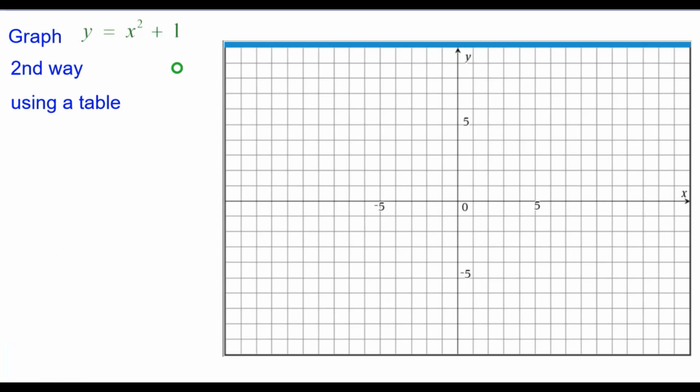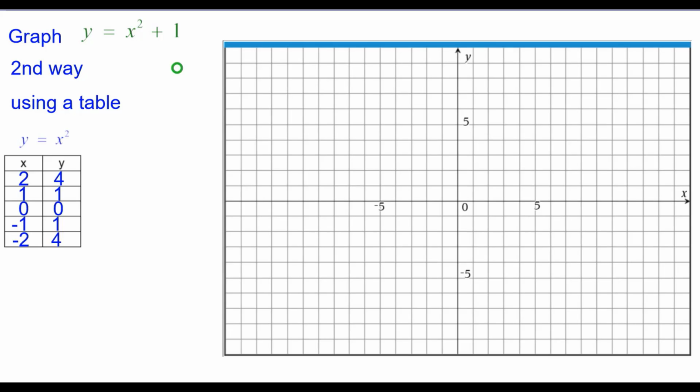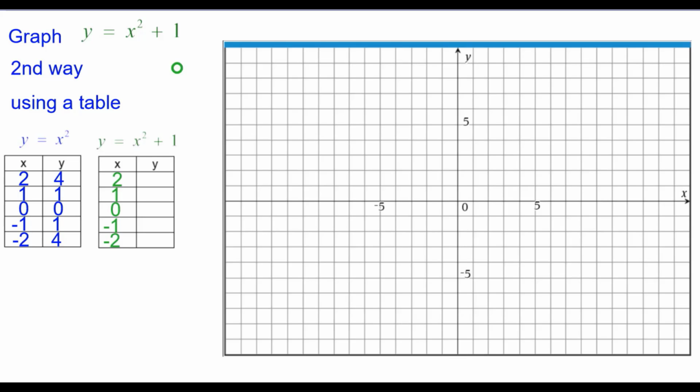So let's try a second way using a table. We're going to start off with the y equals x squared table, 5 points that we usually know pretty well. And then we create a table in green here. And we're going to add 1 to each of the y coordinates because that's what it says to do in the equation.